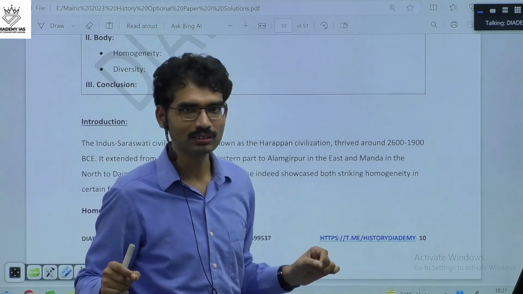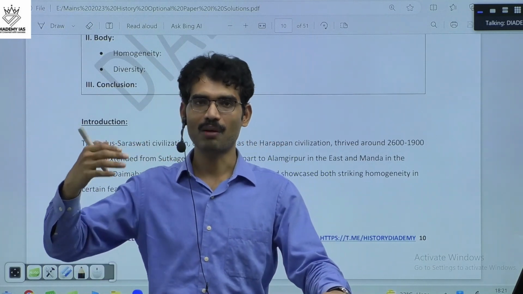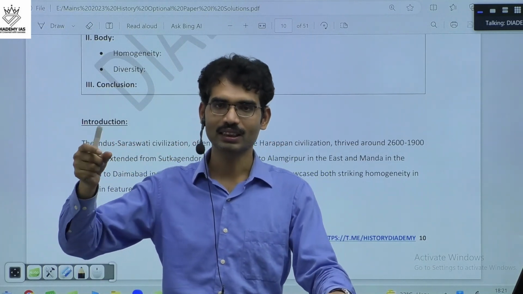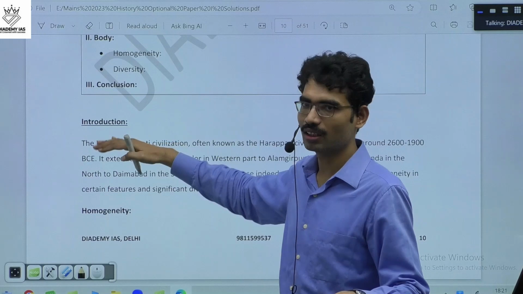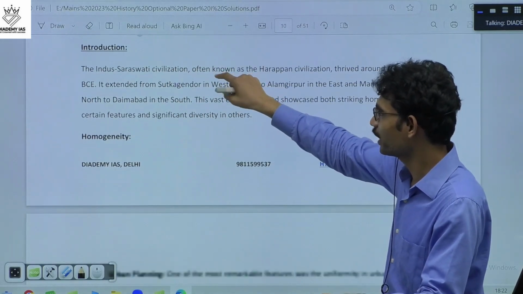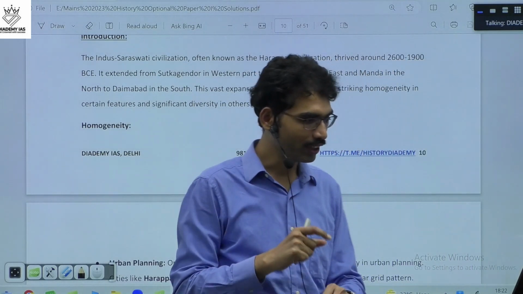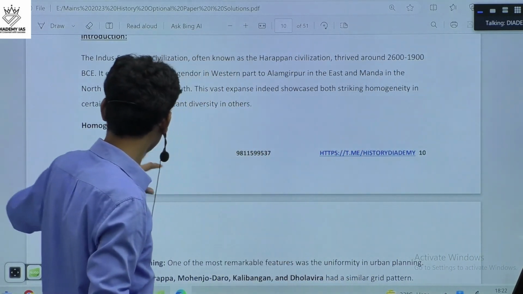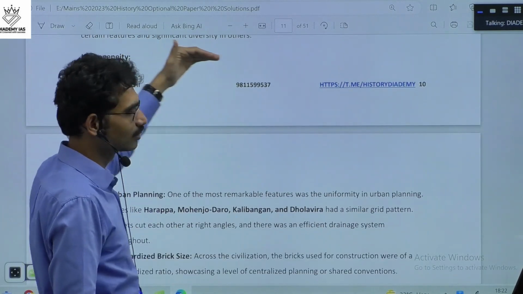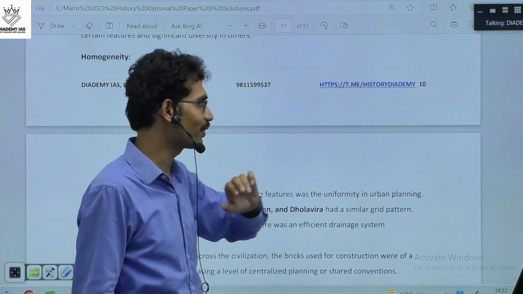Not every part, even though we write about town planning and common features, there are certain differences. Question is asked about that unity in diversity. And you will write about the introduction, the importance of Indus Valley Civilization. Very good. Unity in diversity. Now, two parts. First is homogeneity. Second one is diverse elements.